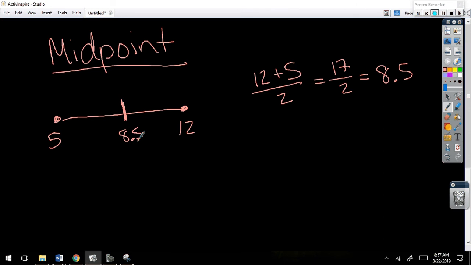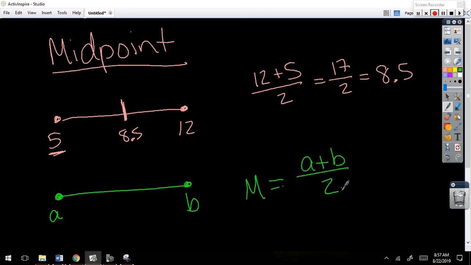So, Jerome, what you were doing is you were saying 12 minus 5 is 7. Half of 7 is 3.5. 3.5 past 5 is 8.5. So, yes, you could do it that way. It's just a little bit longer. So if we generalize this just a little bit, if this is A and this is B, what would be the formula for finding the midpoint? A plus B divided by 2. So this is all the way back to geometry.